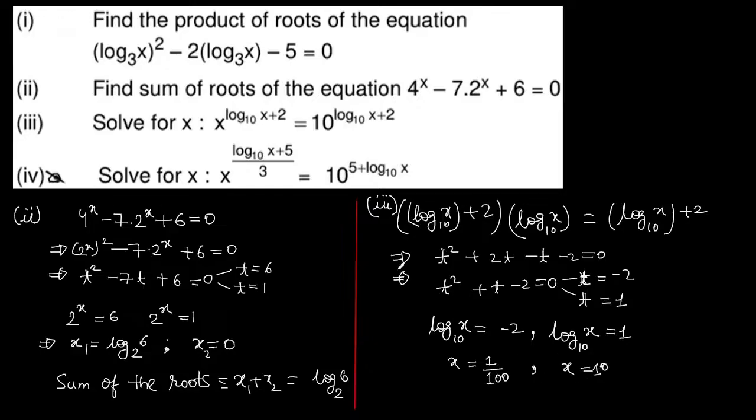So if you put x equal to 10, this is valid, this is valid. x equal to 1 by 100, all are valid. So we have two answers. Fourth one, you can take log on both the sides and you are getting the same thing. So fourth one I am skipping, solve it.